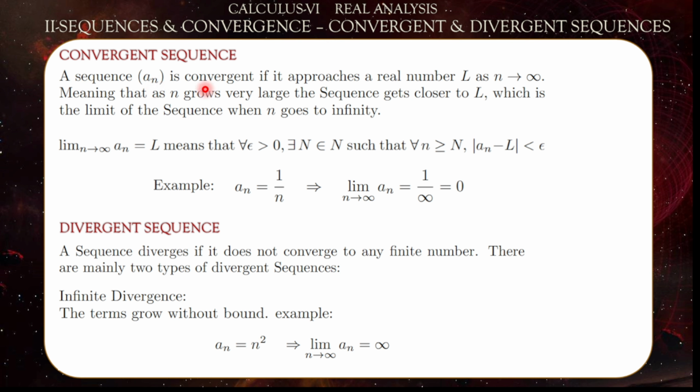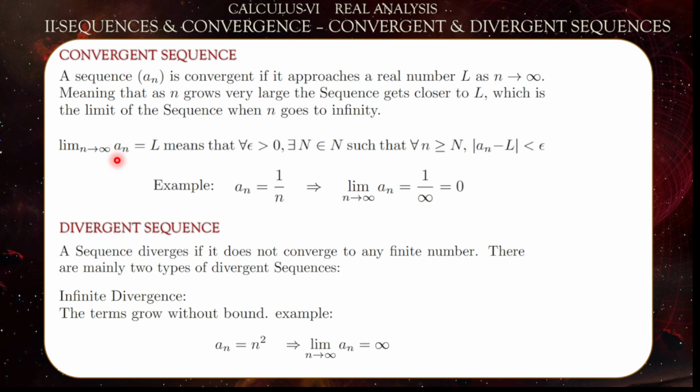A sequence an is convergent if it approaches a real number L as n approaches infinity, and it should be a finite number. Meaning that as n grows very large, the sequence gets closer to L, which is the limit of the sequence when n goes to infinity.